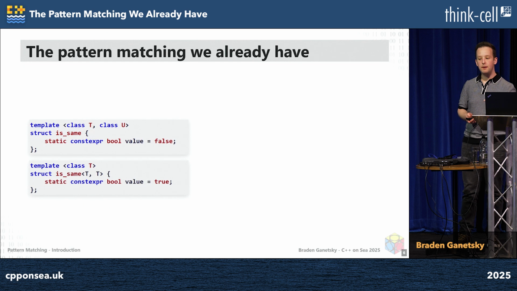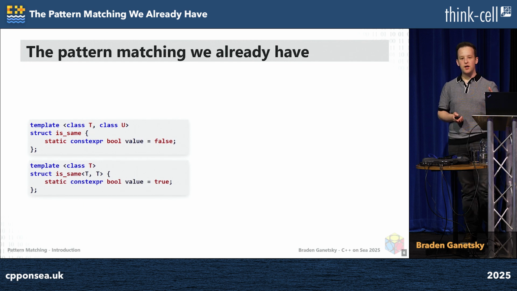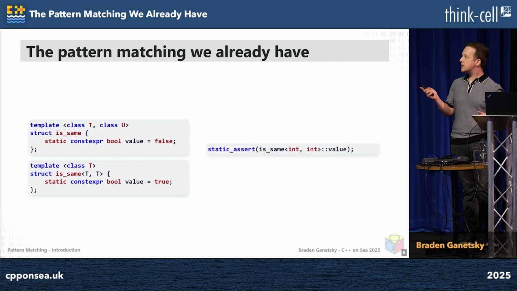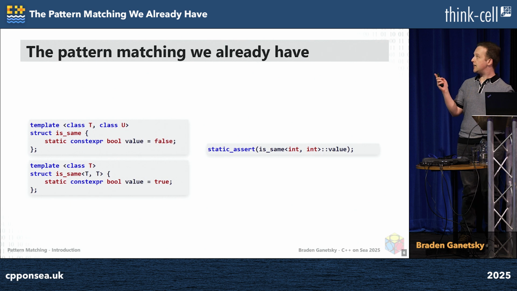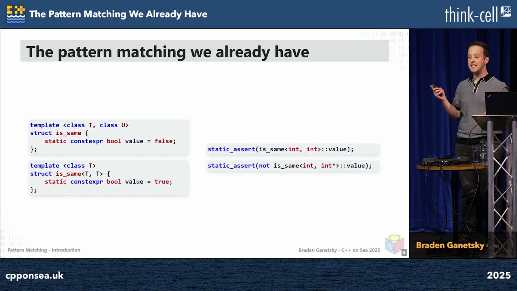But now you can do a partial specialization where you have the same type twice, and now the value is true. You've defined it in 2 separate places. The only way you've linked them together is with the name. And then here you can static assert that isSame of int comma int is true, and you can static assert that not isSame of int comma int star is true. How does this happen? We'll get into that, but my argument is this is pattern matching.